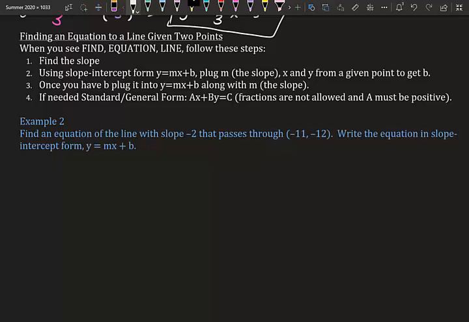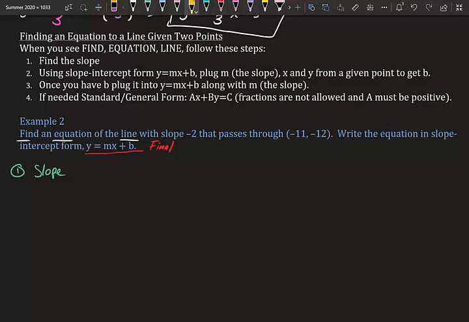So let's find an equation of a line with slope -2 that passes through (-11, 12). Write the equation in slope-intercept form, which is y equals mx plus b. So that means our final answer should look like y equals mx plus b. Because we see find equation of a line, we know that we're going to use those steps. So our first step is to always find the slope, which is our m. So luckily, we were actually given the slope.